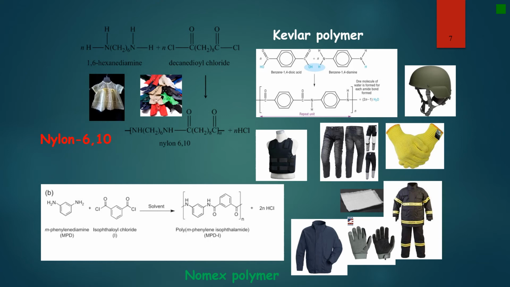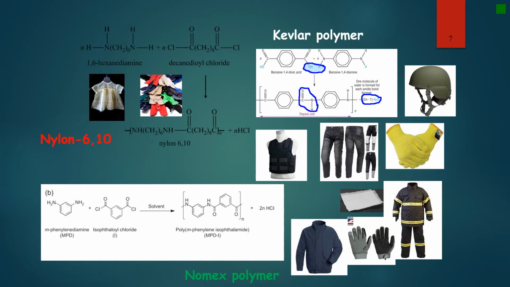In the Kevlar polymer, we have the combination of benzene 1,4-dicarboxylic acid and benzene 1,4-diamine, and when they combine together, a molecule of water is eliminated, which makes it a condensation polymer. And then it is a polyamide because the linkage group here is the amide functional group.